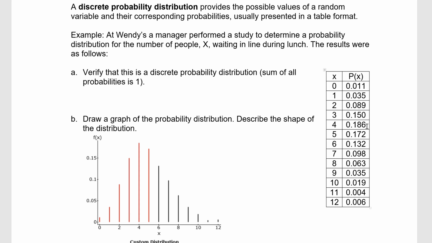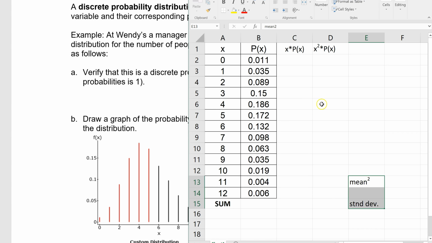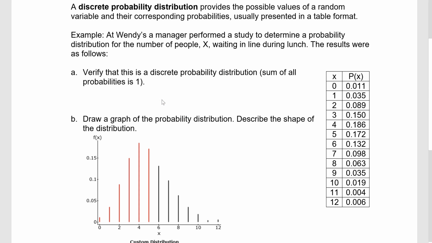One thing that we want to do is verify that this is truly a correct discrete probability distribution. We want to make sure that all the probabilities add to 1. So I took this entire table and pasted it over in Excel. In Excel, I can say right below this column that I want to sum the column of probabilities. And I see that the sum is 1. So yes, I have verified that this is a discrete probability distribution.